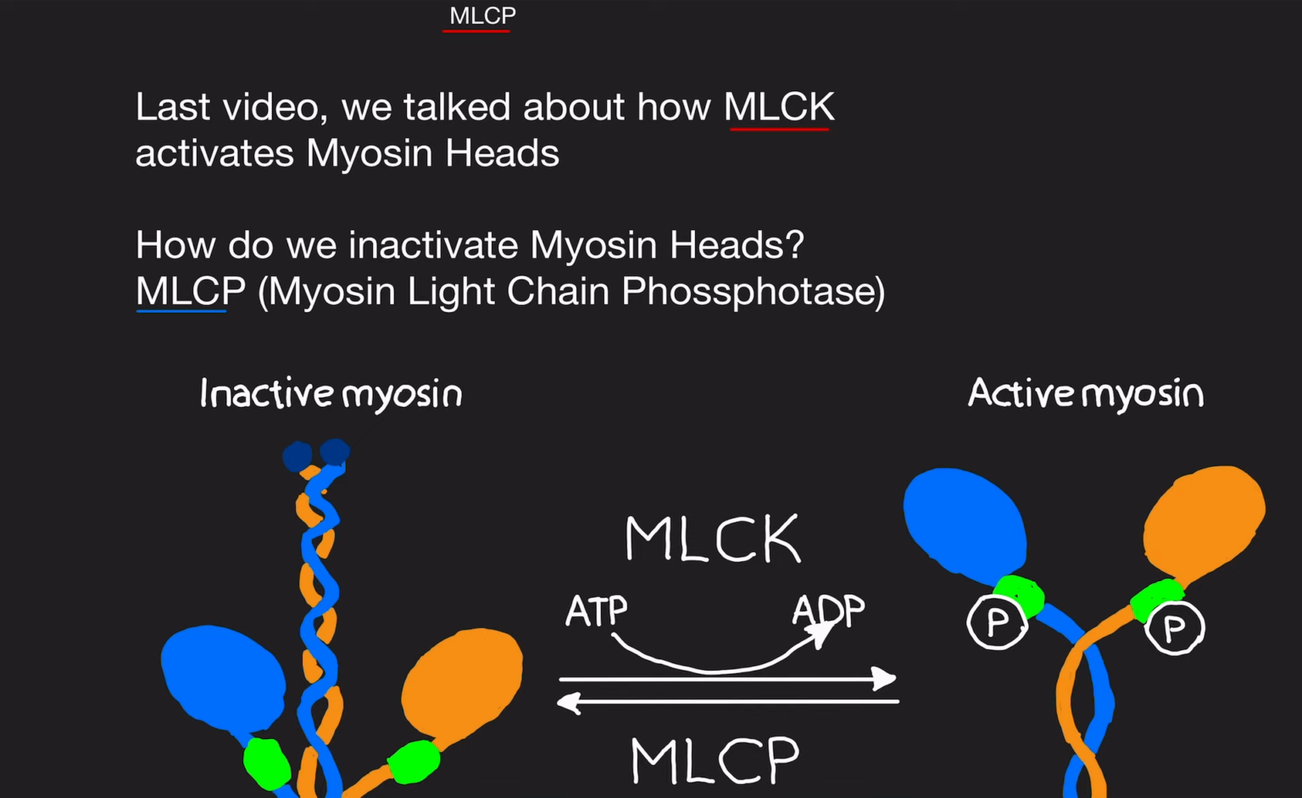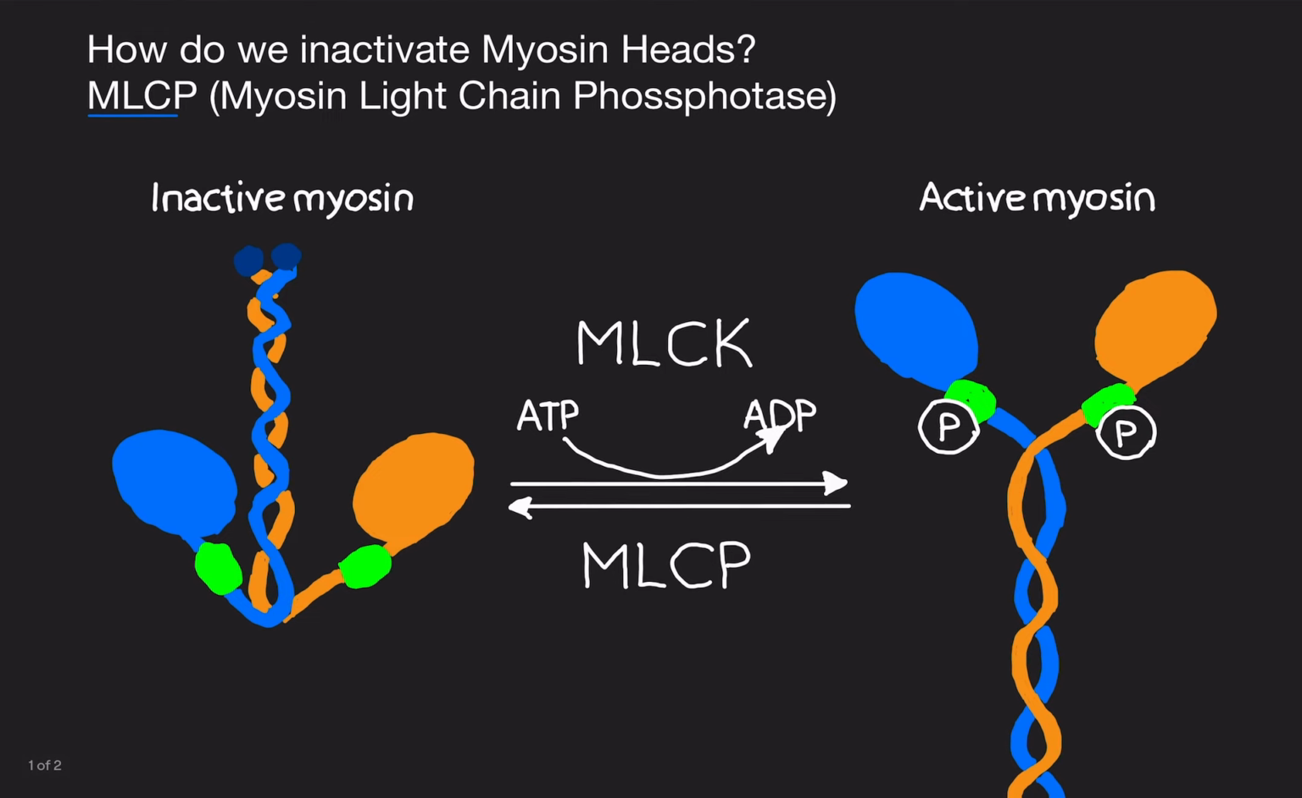Alright, welcome back. In this video, we're going to go over MLCP. In the last video, we talked about how MLCK activates myosin heads and causes contraction to happen. But how do we actually inactivate myosin heads? How do we tell our smooth muscles to stop contracting and to relax, essentially? That's where MLCP comes in, also known as Myosin Light Chain Phosphatase.